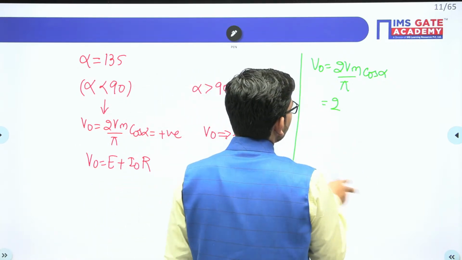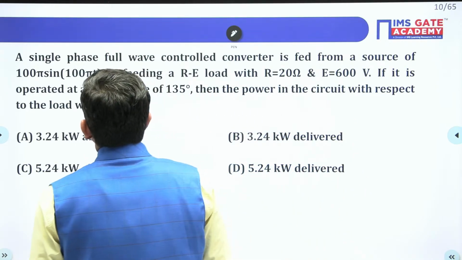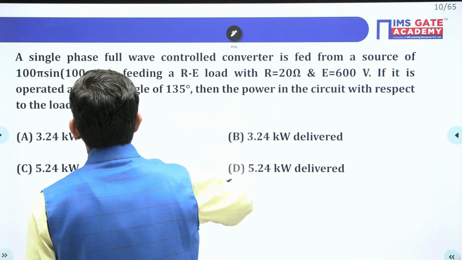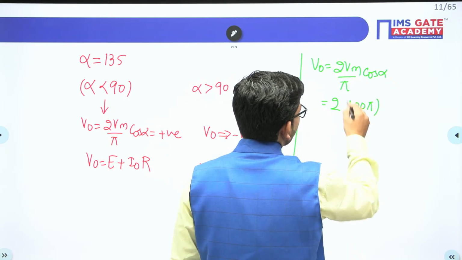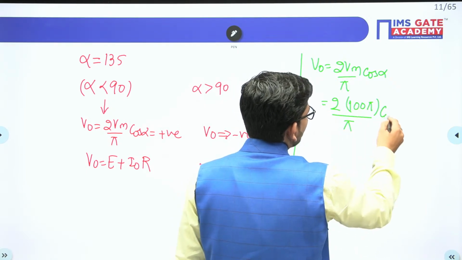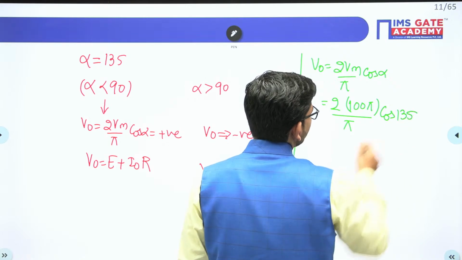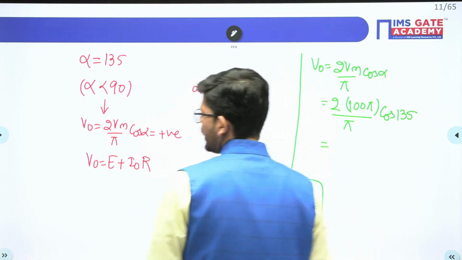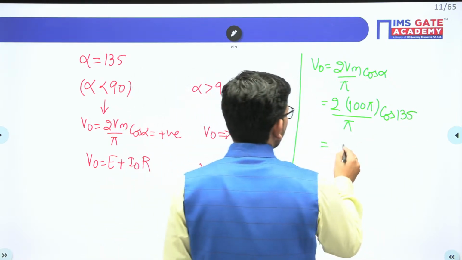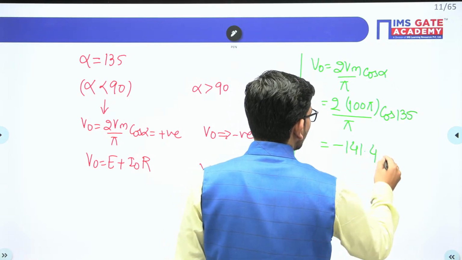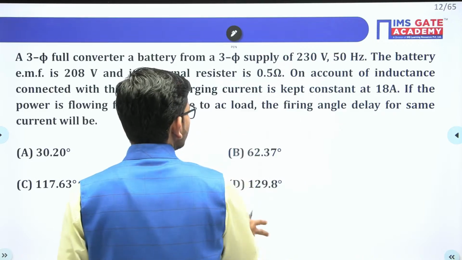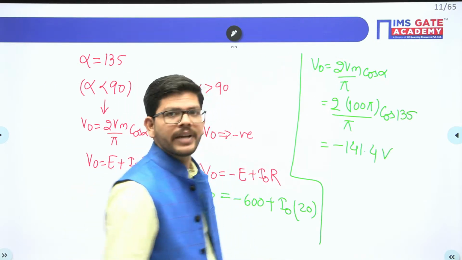So V naught will be what? Vm is 100 pi sine 100 pi t, so Vm will be 100 pi, divided by pi, cos of alpha, which is 135. From here you can calculate V naught, which will come out to be minus 141.4 volts. So this is the V naught that we have calculated.